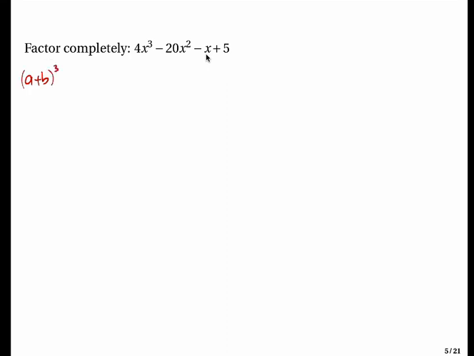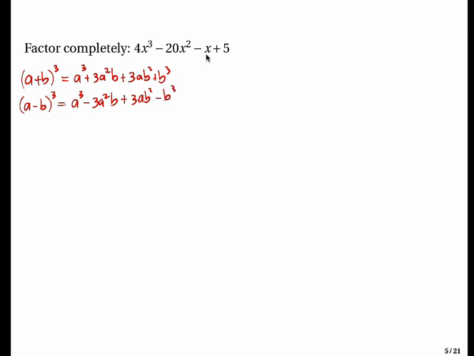If we expand this, we will get a cubed plus 3a squared b plus 3ab squared plus b cubed. And of course, if we have a minus b cubed, this is equal to a cubed minus 3a squared b plus 3ab squared minus b cubed.